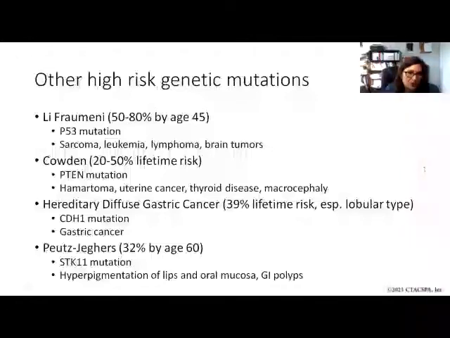Peutz-Jeghers syndrome also is associated with a high risk of breast cancer, about 32% by age 60. It's associated with an STK11 mutation and goes along with the classic hyperpigmentation of lips and oral mucosa and GI polyps.